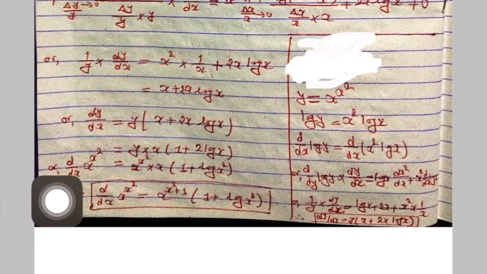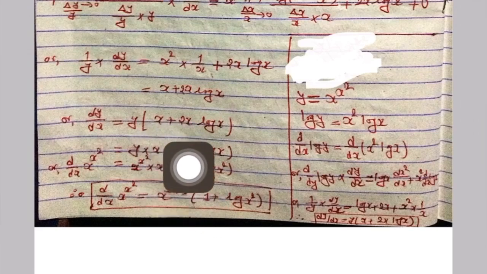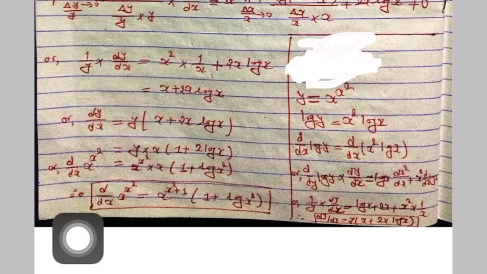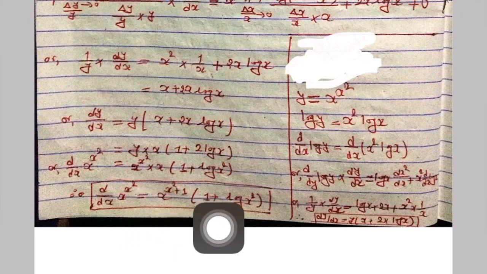Now resubstituting the value of y, which is nothing but x to power x square, d by dx of x to power x square is equal to x to power x square times x times 1 plus log x square. This 2 is taken as the power of x square inside the log function. So the derivative of x to power x square with respect to x is given by x to power x square plus 1 times 1 plus log x square.